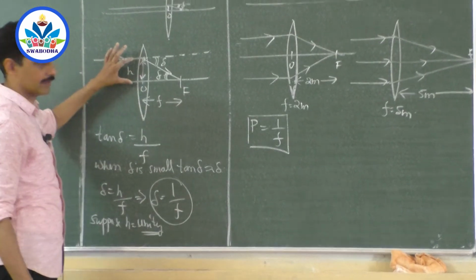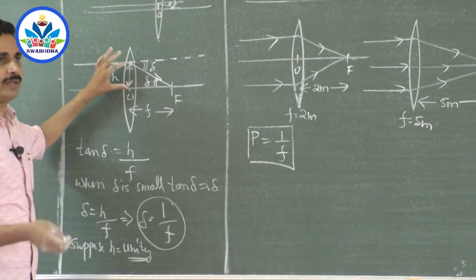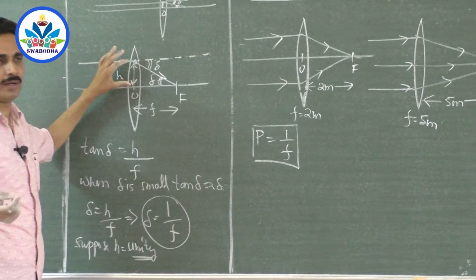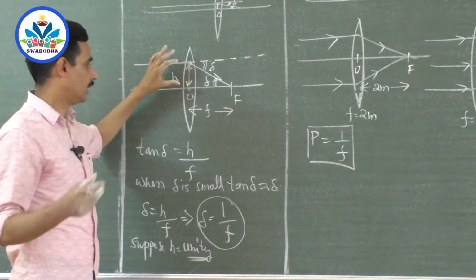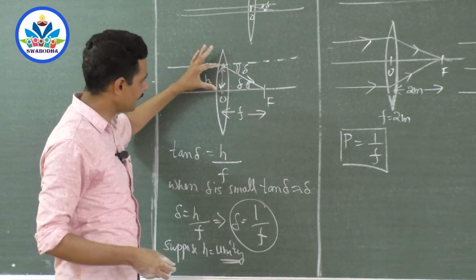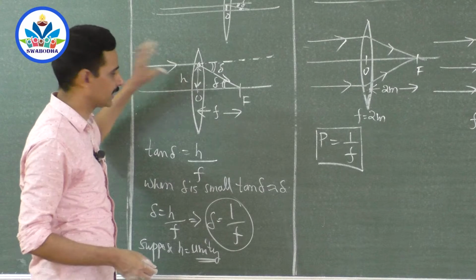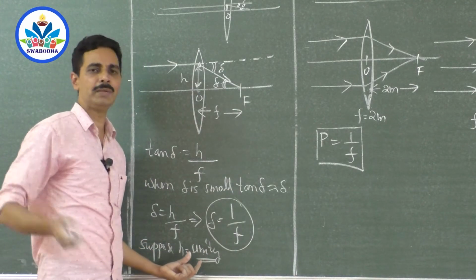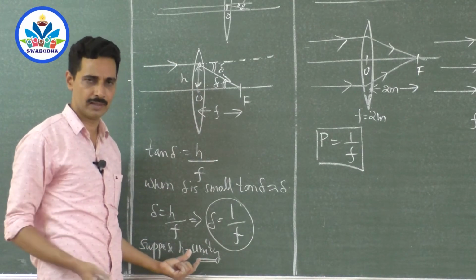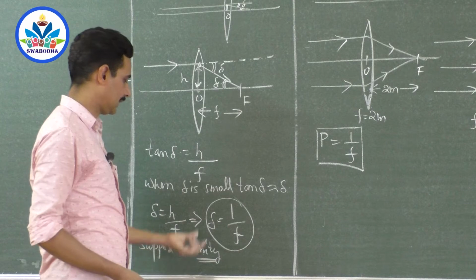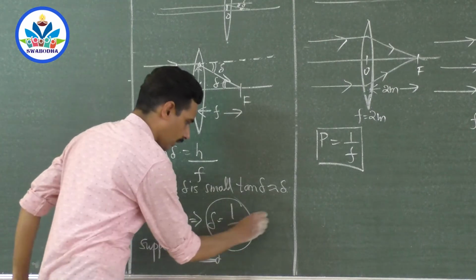Let us take this as a standard one. All of us, if you want to get the ability of the lens to converge or diverge the rays, let us select a ray of light at a common height from the optic center. Let us make it unity, 1 millimeter say, or 1 centimeter, or 1 meter. If it is made unity, then delta is equal to 1 by f, and that is called power.